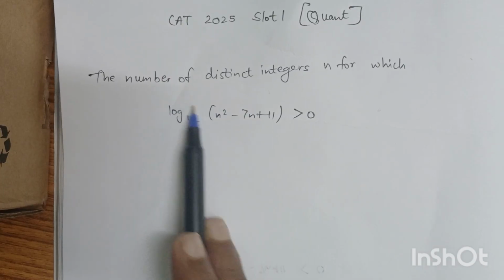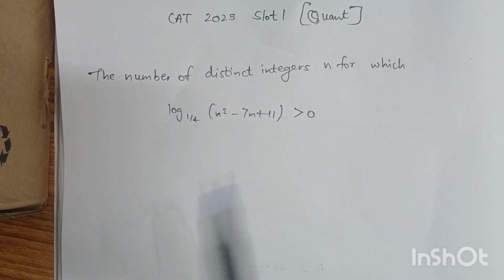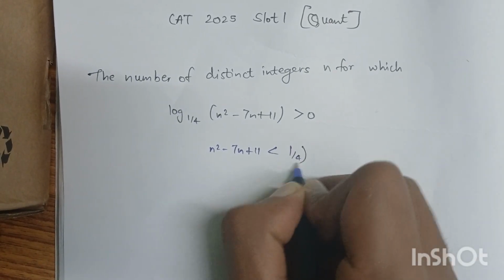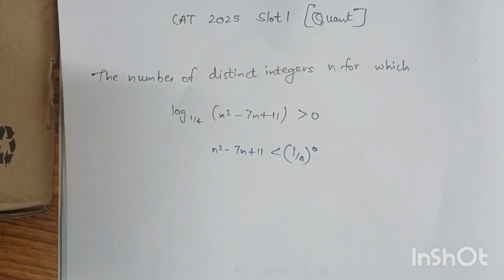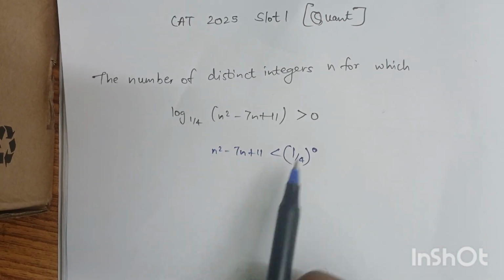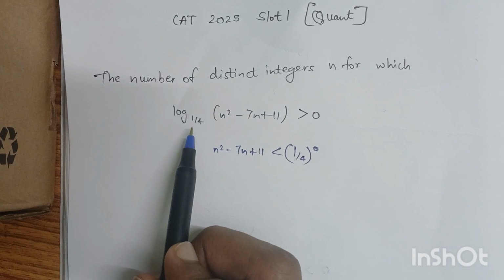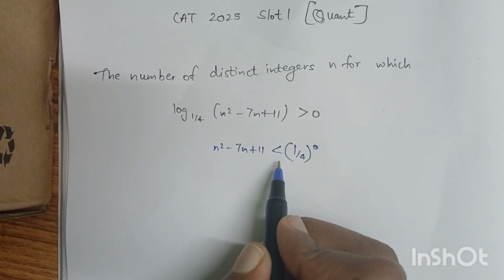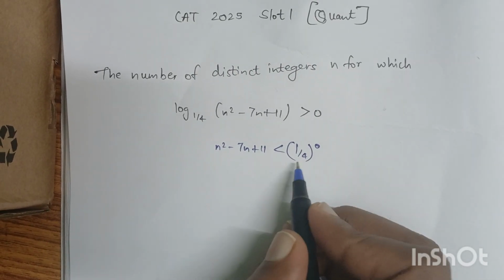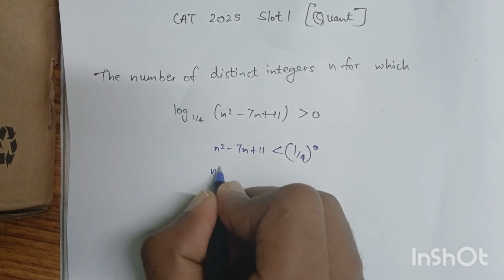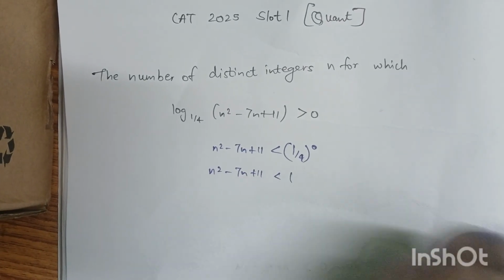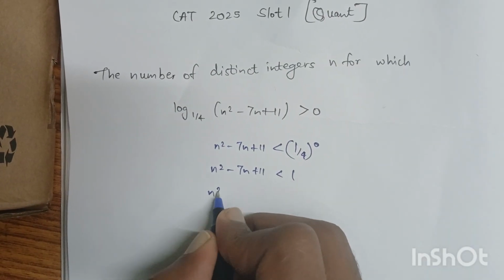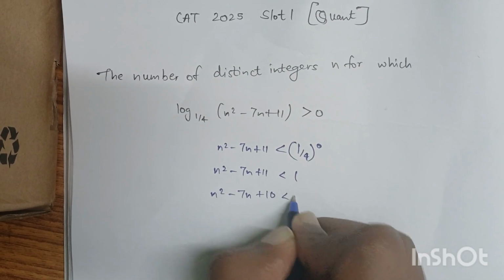Firstly we will transform this log to the right hand side to simplify this equation. So the equation becomes n square minus 7n plus 11 less than 1 by 4 power 0. One important point is that the inequality sign changes because the base of the logarithm is less than 1. Here the base is 1 by 4, so the inequality sign is changed. As everybody knows, anything power 0 is 1. So it becomes n square minus 7n plus 11 less than 1, which can be written as n square minus 7n plus 10 less than 0.